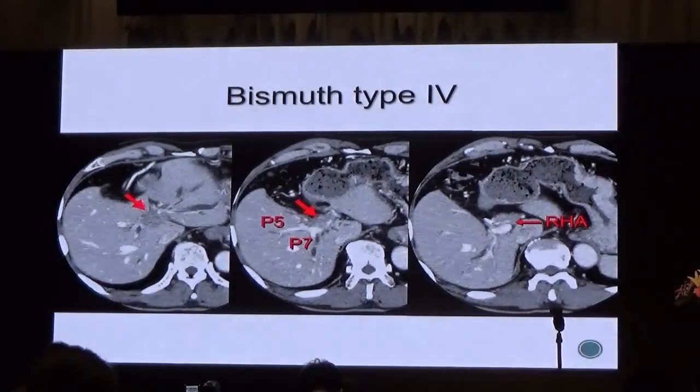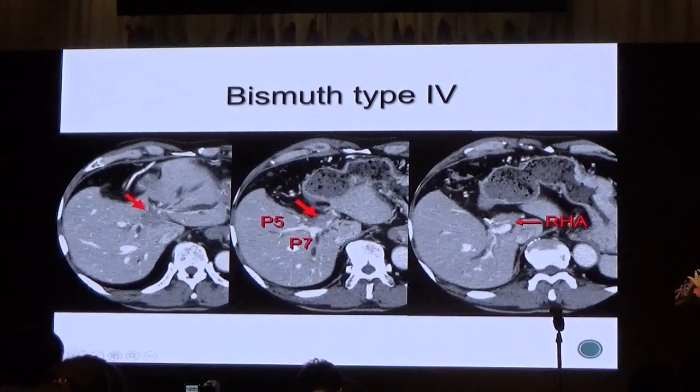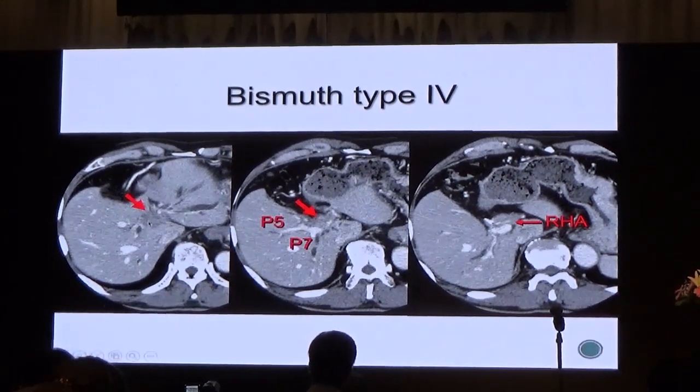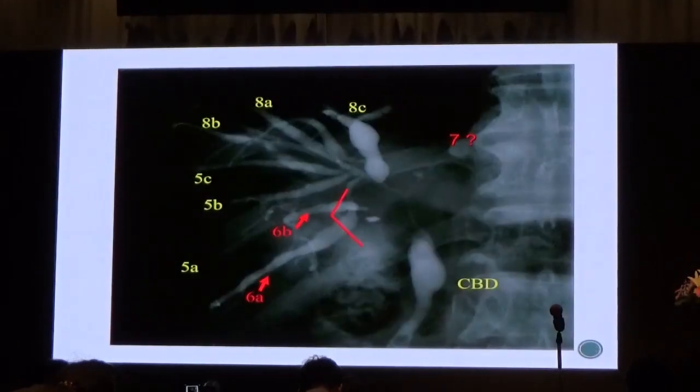Here you see a very advanced Bismuth type 4 hilar cholangiocarcinoma. Here you see a big tumor at the hepatic hilum, and the bilateral hepatic duct and intrahepatic duct are dilated. And here you see the portal vein is involved. And also the right hepatic artery runs in the tumor. So both portal vein and hepatic artery are involved.